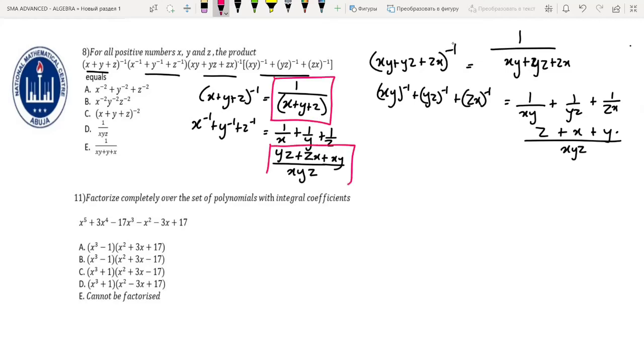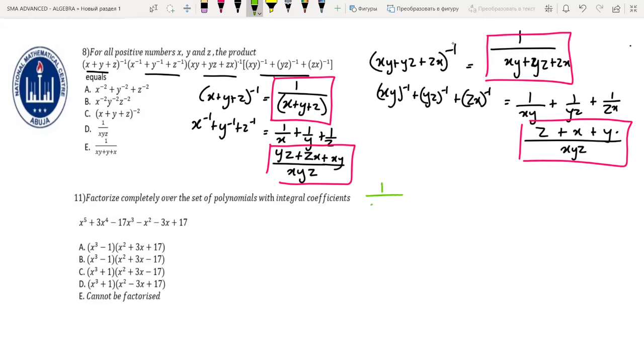1, 2, 3, 4. So they are much easier to multiply than what was given to us in the original question. So when we multiply all of them out, we are going to get 1 over x plus y plus z times yz plus zx plus xy all over xyz times 1 over xy plus yz plus zx multiplied by z plus x plus y all over xyz.